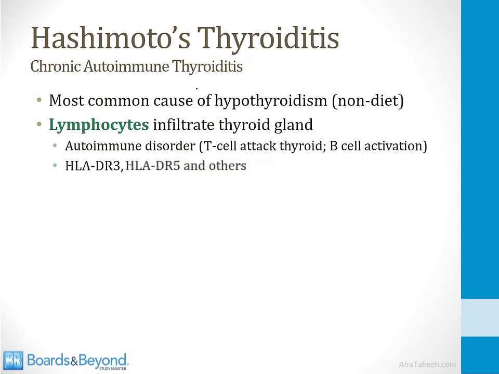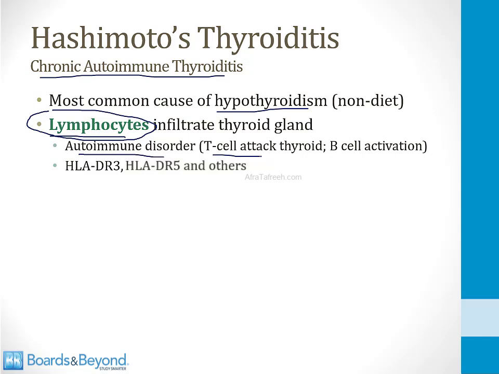We'll start by talking about Hashimoto's thyroiditis, also known as chronic autoimmune thyroiditis. This is the most common cause of hypothyroidism in places like the United States, where people get enough iodine in their diet. In Hashimoto's thyroiditis, lymphocytes infiltrate the thyroid gland, and I've bolded the word lymphocytes because it's important to know the cell types involved in these diseases for step 1. It's an autoimmune disorder where there is T-cell attack on the thyroid gland and B cells are activated and produce antibodies.